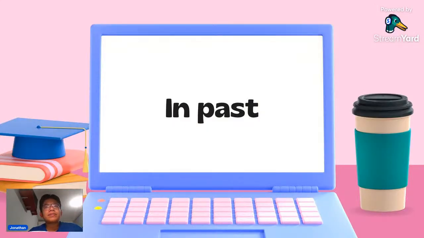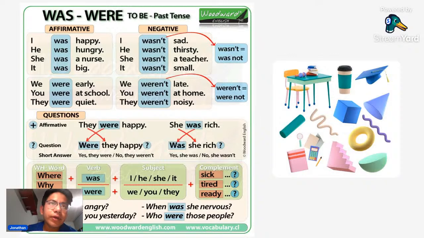In past tense, we have here another table. In this case, the verb to be has to be in past. So we have here was and were. We use was when we have I, he, she, and it, and were when we have we, you, and they. It is almost the same as the verb to be in present, but here the verb to be has to be in past.